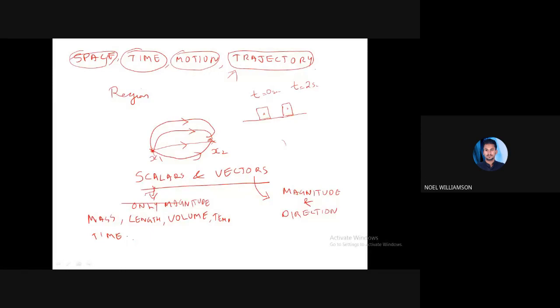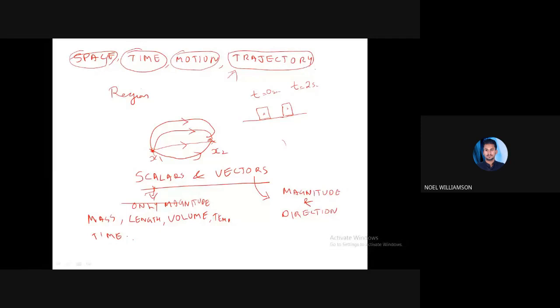We are considering only the magnitude. For mass, 30 gram. We don't say 30 gram north side or 30 gram south side. And also length. The length of the table is 35 meters, and we are not saying that the length of the table is 35 meters in the upward direction or the downward direction. We just refer to the magnitude, that is the value. Volume, similarly. Volume is 3 liters, and we don't say right side or left side. Similarly, temperature and time, we are using only the magnitude and we are not referring to the direction. So these terms come under scalar quantities.